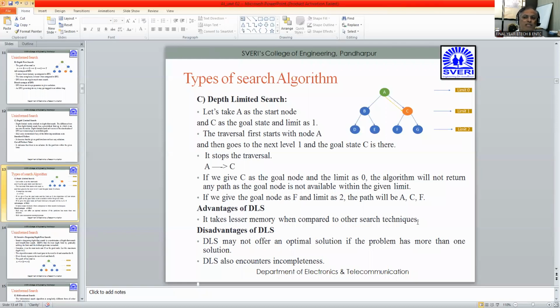Now what are the advantages of this depth limited search? The depth limited search takes lesser memory as compared to the other search techniques. क्योंकि यहाँ पर उसे पूरा ढूंढने की जरूरत नहीं है, वो उस लेवल पे सिर्फ वो पर्टिकुलर नोड ढूंढेगा, and that's why it is very easy to find out the particular goal. It doesn't have to go to each and every level and each and every node to find out the things, and henceforth it will take lesser memory as compared to the other search strategies.